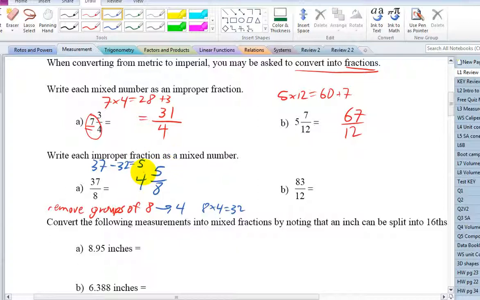Okay, that one's a little bit trickier. Next one, go ahead and do it. 7 times 12 is 84. That should help you. Jordan? Good, 6 and 11 over 12. So 6 times 12 equals 72. So then we have to figure out when we remove 6 groups of 12, we have to subtract 72.